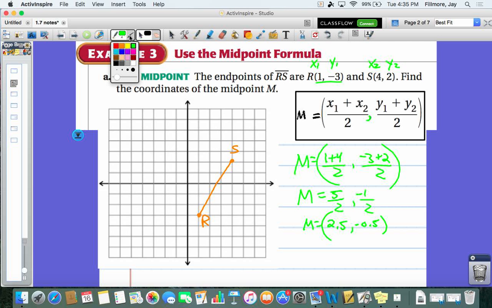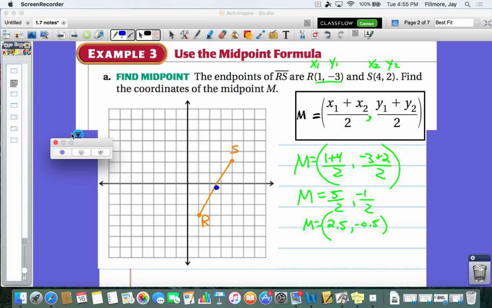There's your midpoint. Now to give you the visual, on my picture, if I go over 2 and a half, and then down 1/2, it looks to be about the midpoint of that segment, right? So this is an algebraic way of writing out numerically how to find the midpoint, and it corresponds to the exact midpoint in your picture.